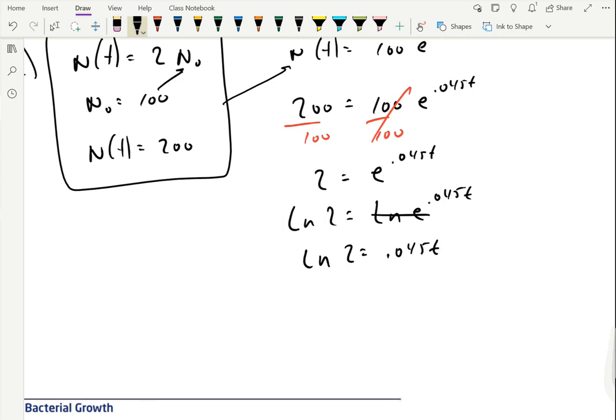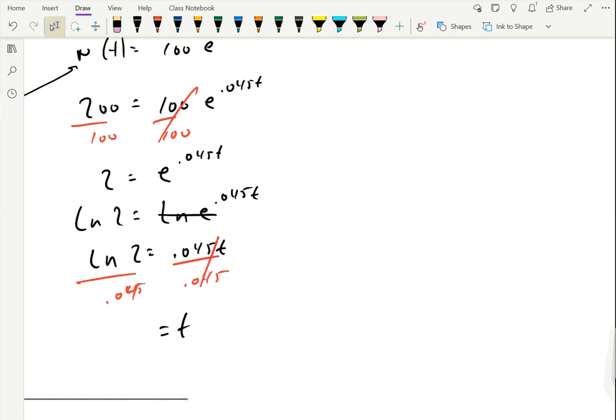Of t, I think, wait a minute, natural log of 2 is not 0.045. Something was wrong, so I just missed my variable. And then I would end up dividing by 0.045. So they cancel on the right side, and then I figure out what my value for t is. So what is my doubling time?